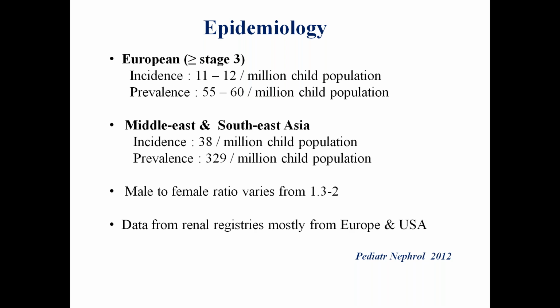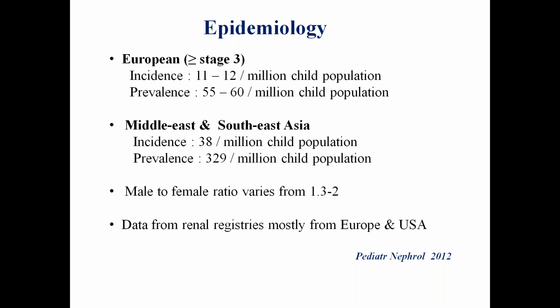So I was talking to you regarding the epidemiology of chronic kidney disease. If you look at the epidemiology from Europe and from the Middle East and Southeast Asia, the incidence in the European population is around 11 to 12 per million child population, whereas it is at least 3 times higher in Southeast Asia and the Middle East.